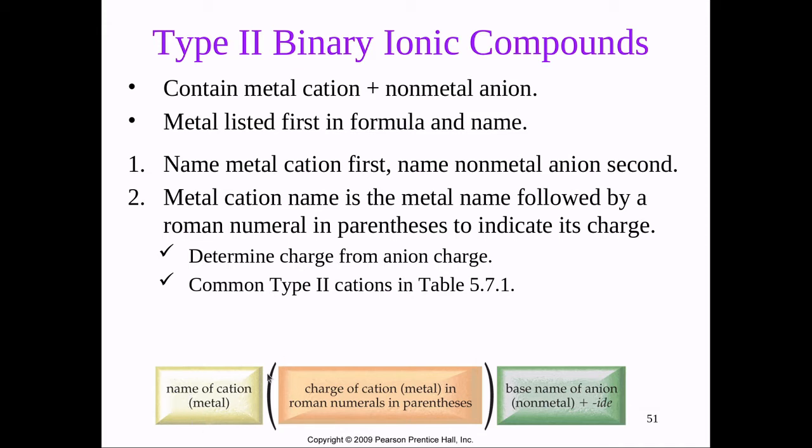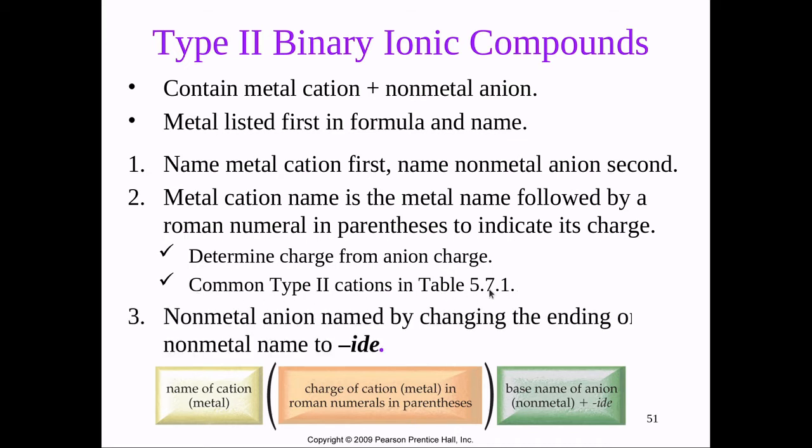So we're going to do the metal name, some parentheses, a Roman numeral that's going to be the charge on the metal, and the parentheses, and then the base name of the anion with an "-ide" on it. We're going to have to determine the charge of the metal based on the anion because we know the overall thing needs to be neutral. There is a table in the book of some of the common type 2 cations and their charges. The nonmetal anion is named by changing its name and giving it the "-ide" ending.